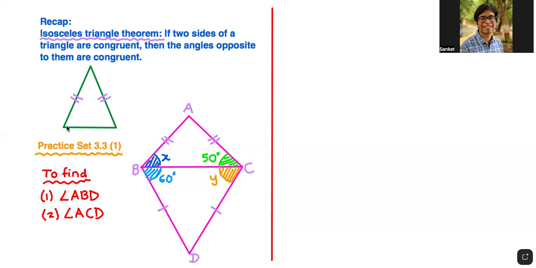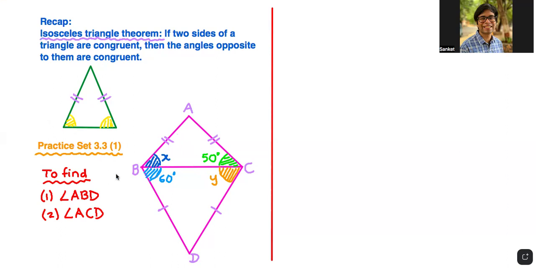Which is the angle opposite to this side? This angle, marking it with yellow. And which is the angle opposite to this side? This angle. So if these two sides are congruent, then these two angles also become congruent by isosceles triangle theorem. That is what this theorem says. So having recalled that, we will go now to this question.